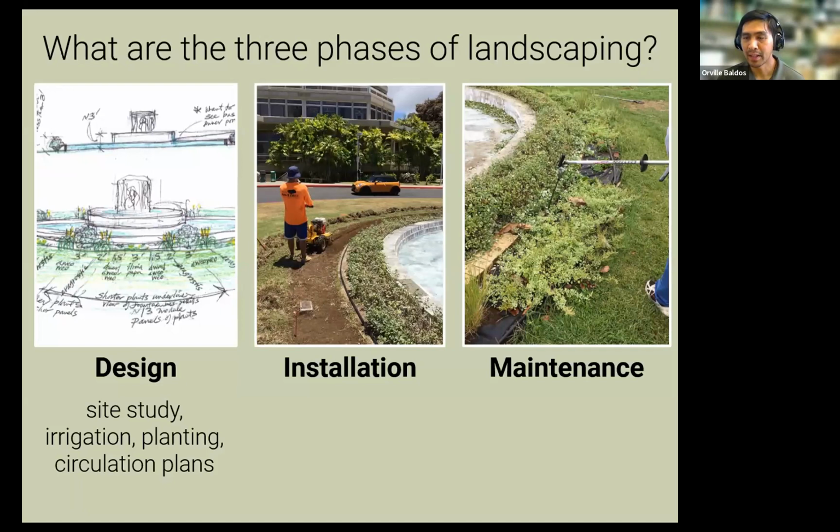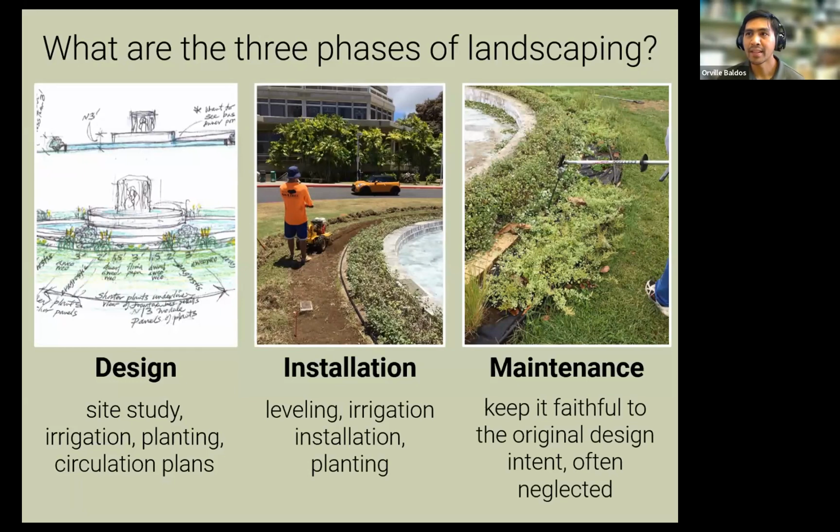After the design phase, the next phase is the installation phase. So this involves activities like leveling, earth moving, installation of irrigation, and also planting of your native plants. And then the last phase of landscaping is what we call maintenance. So this is done in order to keep it faithful to the original design intent. Usually, the last phase is often neglected, and that's why some landscapes fail because there's no follow-up on maintenance.